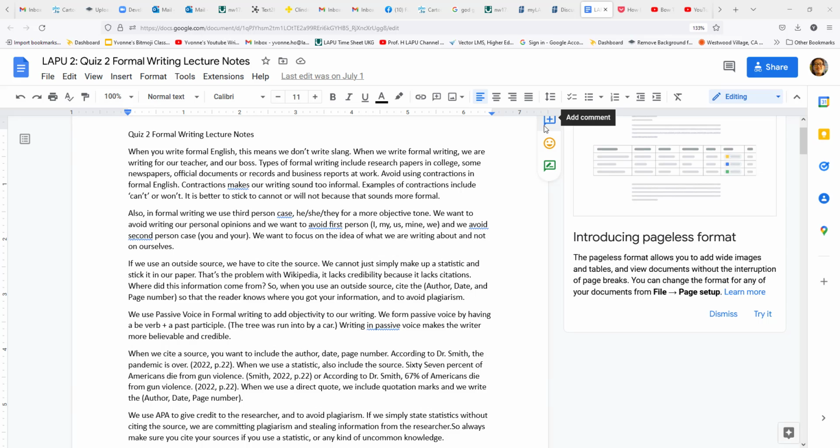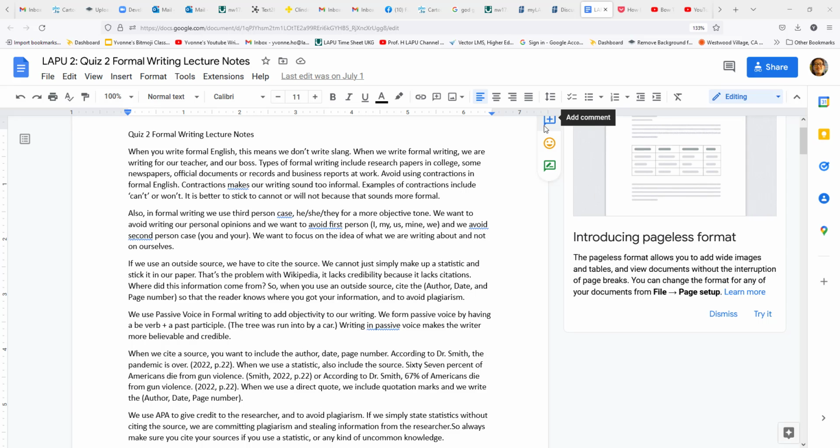We use passive voice in formal writing to add objectivity to our writing. We form passive voice by having a be verb plus a past participle. An example of passive voice is the tree was run into by a car. Writing in passive voice makes the writer more believable and credible. Passive voice is used mainly in science papers.